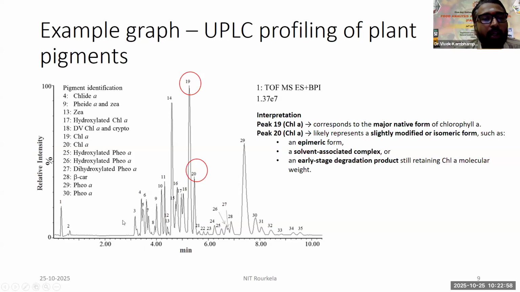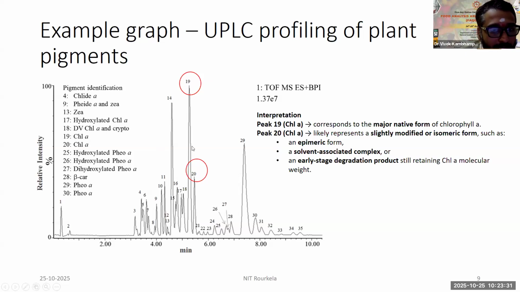If you are going for profiling or fingerprinting, then you can identify how many peaks are there, and these peaks correspond to what kind of material. But if you are going for a specific compound, like estimation of chlorophyll A in your sample, maybe a plant sample or whatever sample you take, then you will get a very good result. The retention time is around 5.8 or 5.7.